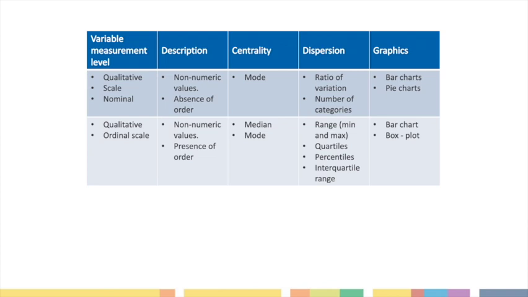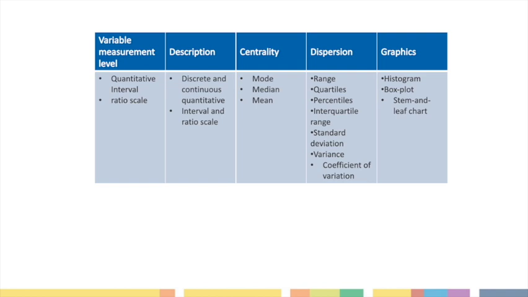we have many different ways to have the data. As you can see in the slide, there are qualitative and quantitative variables. We have centrality measures. Among them, we have the mode and the median. We have dispersion measures: the ratio of the variation, quartiles, percentiles, and interquartile ranges. With these measures, we also have associated graphics: the bar chart, pie charts, and box plot.